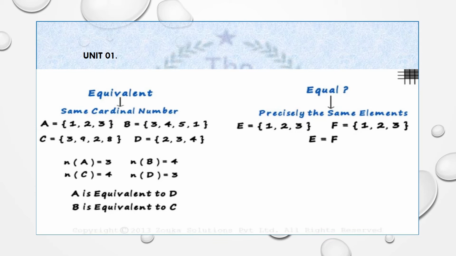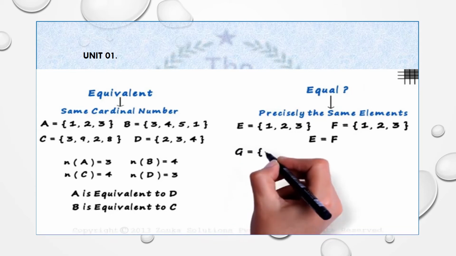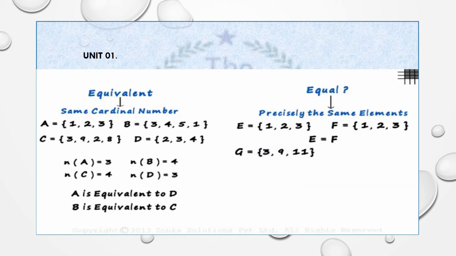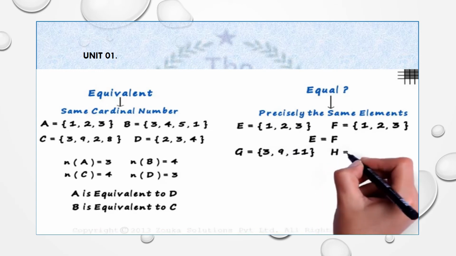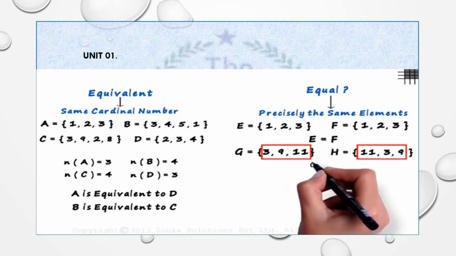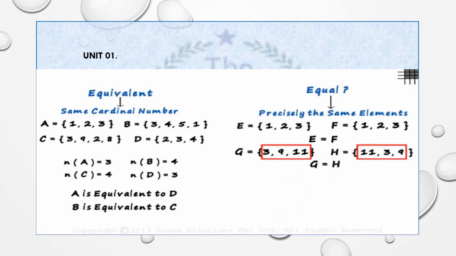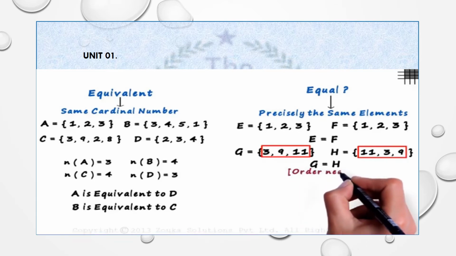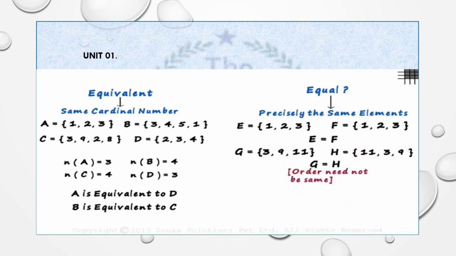Now consider two other sets. Set G with 3, 9, and 11 as its elements, and set H with 11, 3, and 9 as its elements. We can see that both the sets have the same three elements 3, 9 and 11. So set G is equal to set H. From this example, we could say that as long as the elements in the sets are the same, the order does not matter.